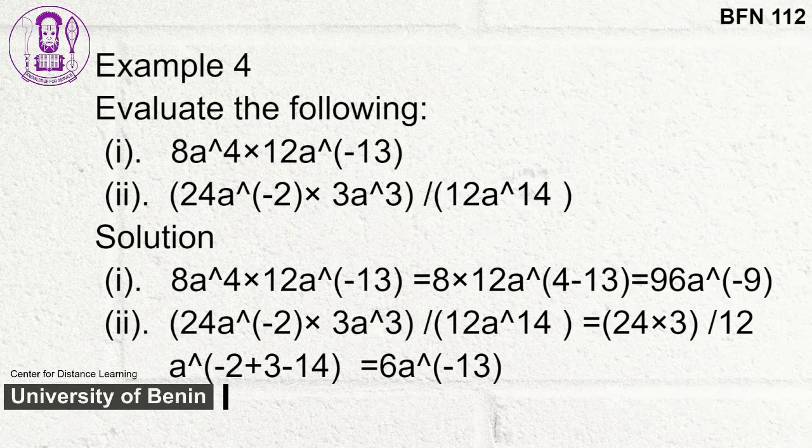24a to the power of minus 2 times 3a cubed all over 12a to the power of 14 equals 24 times 3 all over 12 times a to the power of minus 2 plus 3 minus 14 equals 6a to the power of minus 13.